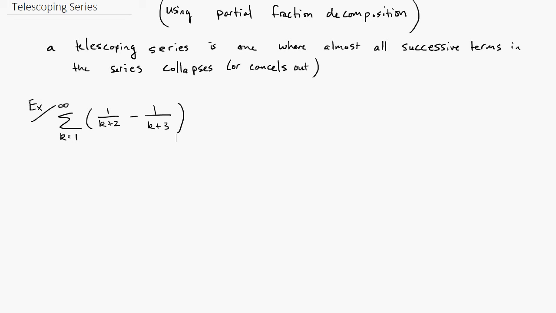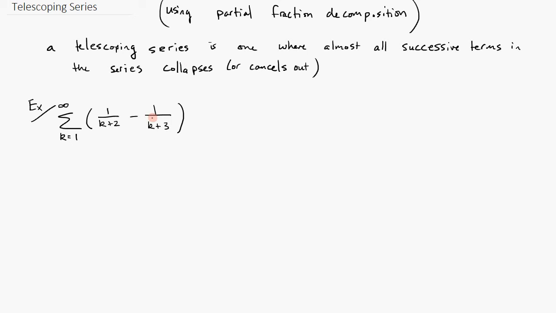In this video, the kind of series we're going to discuss is called telescoping series. For this series, we're going to have a simple form for computing the series. Typically the method for telescoping series is to use partial fraction decomposition. The way to recognize a telescoping series is typically it will be one where almost all the successive terms in the series will collapse or cancel out. We'll see in this example exactly what I mean by collapsing.